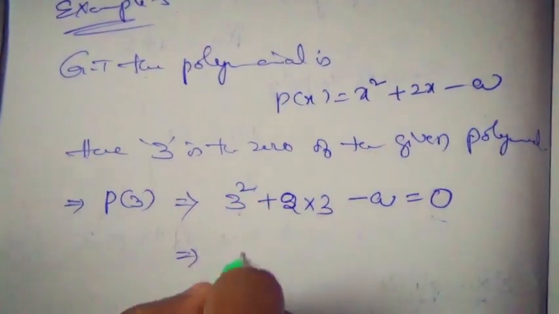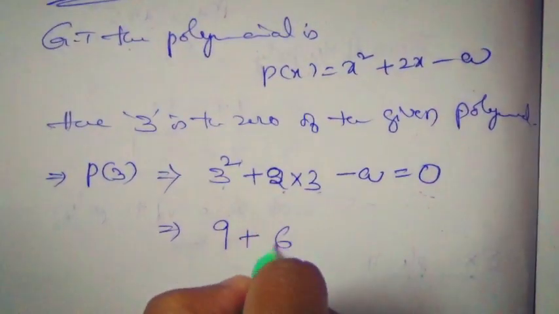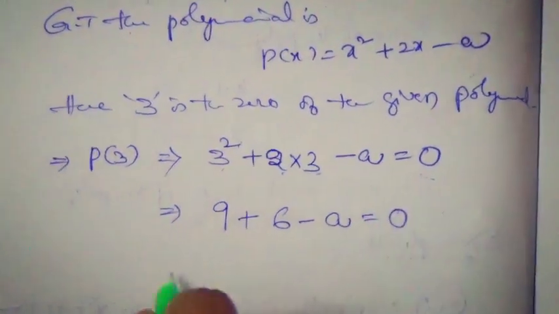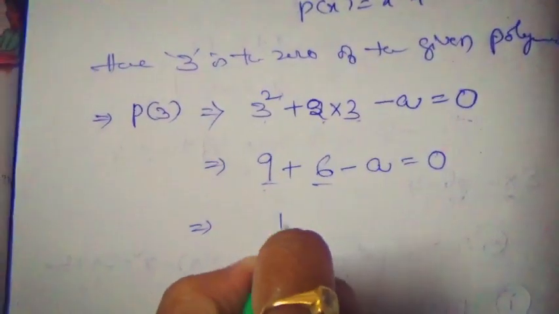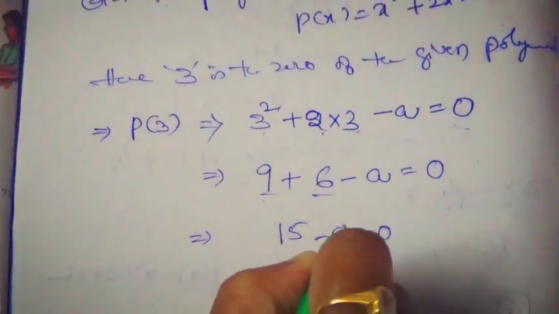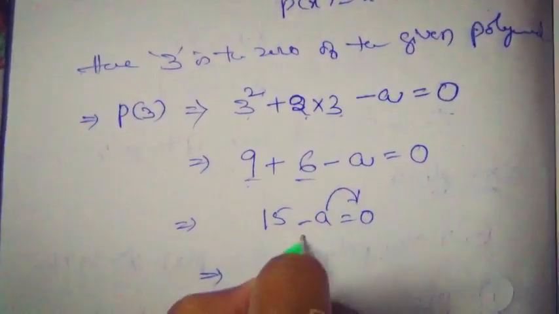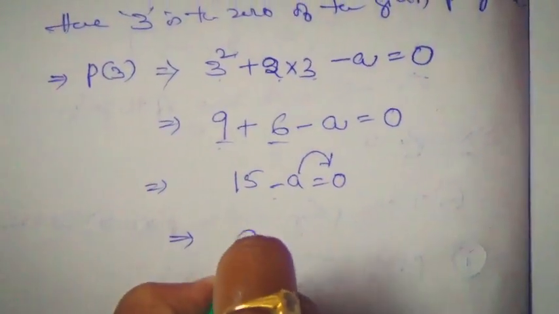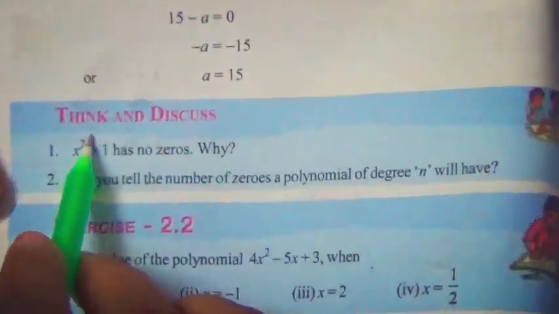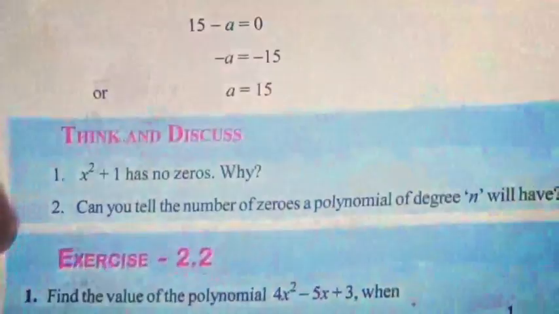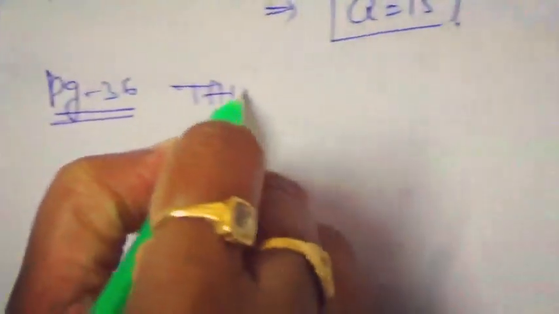That is equal to 3 square means 9, plus 2 threes 6, minus a is equal to 0. So these two are positive numbers. So 9 plus 6, 15, minus a is equal to 0. We just take this minus a to the other side, that is positive a. A is equal to 15 you will get. That's it, the value of this a is 15. So after finishing this Example 5, just look here, think and discuss in page number 36.